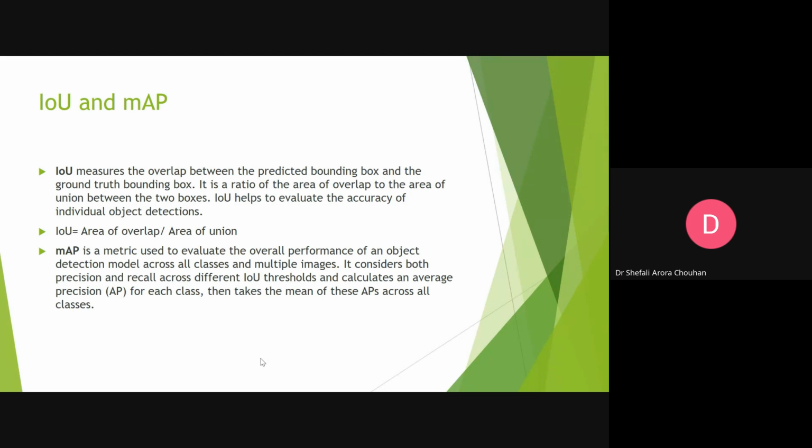Now, this is a very important performance metric, on the basis of which you find out whether the object detection is successful or not. Because there can be different thresholds of IOU. Whatever you set, based on that, this MAP value will consider both precision and recall, then calculate the average precision for each class, then calculate the mean of all the average precisions, and then it will give you a value.